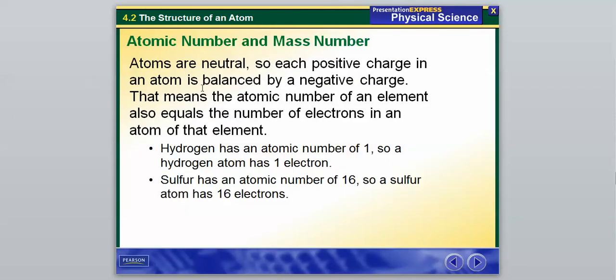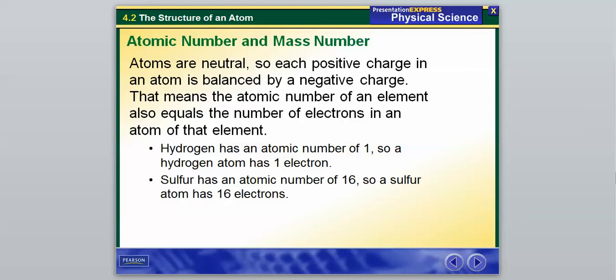Atoms are neutral, so each positive charge in an atom is balanced by a negative charge. That means the atomic number of an element also equals the number of electrons in an atom of that element. We've talked about this briefly, based off of some of the experiments that people ran. We know that overall, the atom does not have a charge. It is neutral, because for every proton we have an electron. So atomic number could technically be the number of electrons as well. Hydrogen has an atomic number of 1, so it has 1 electron to balance out that 1 proton. Sulfur has an atomic number of 16, so a sulfur atom has 16 electrons as well. This is pretty important: atomic number is the number of protons in an atom of an element, and since atoms are neutral, it is the number of electrons as well.